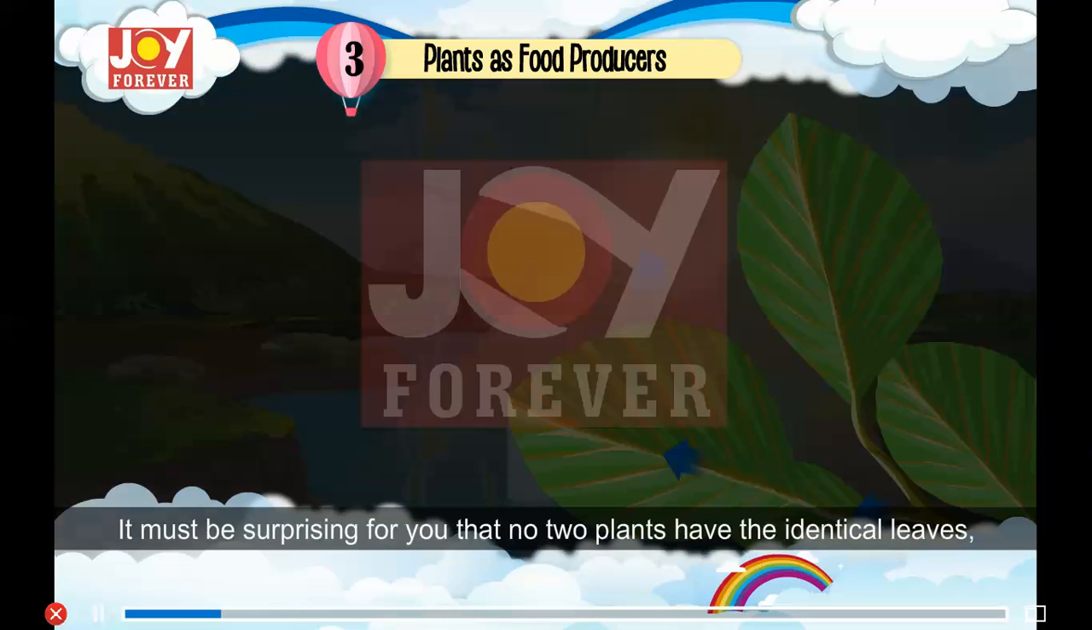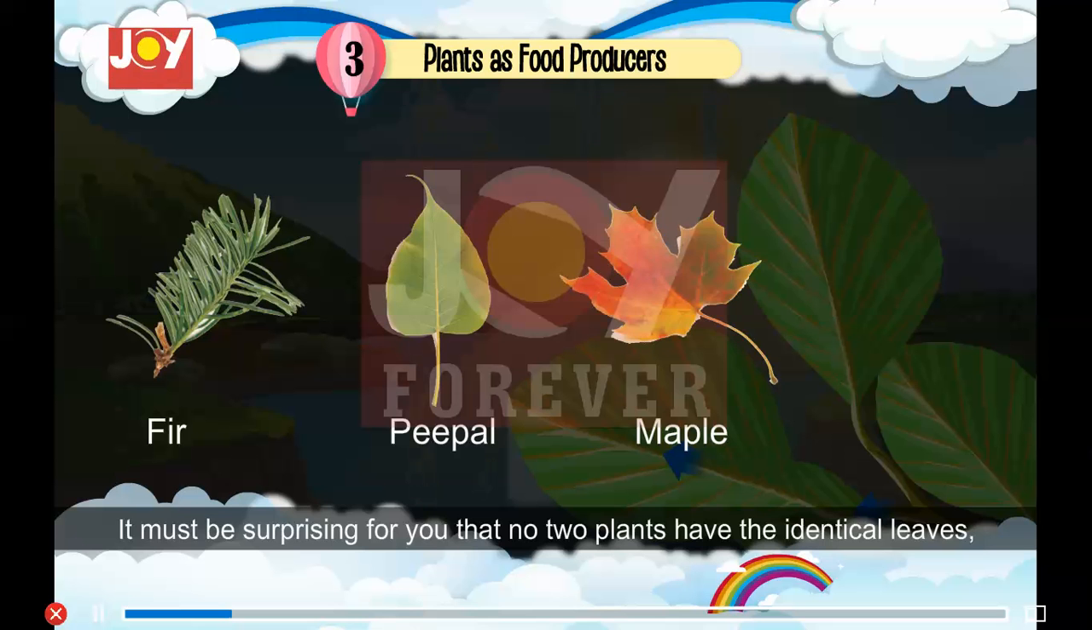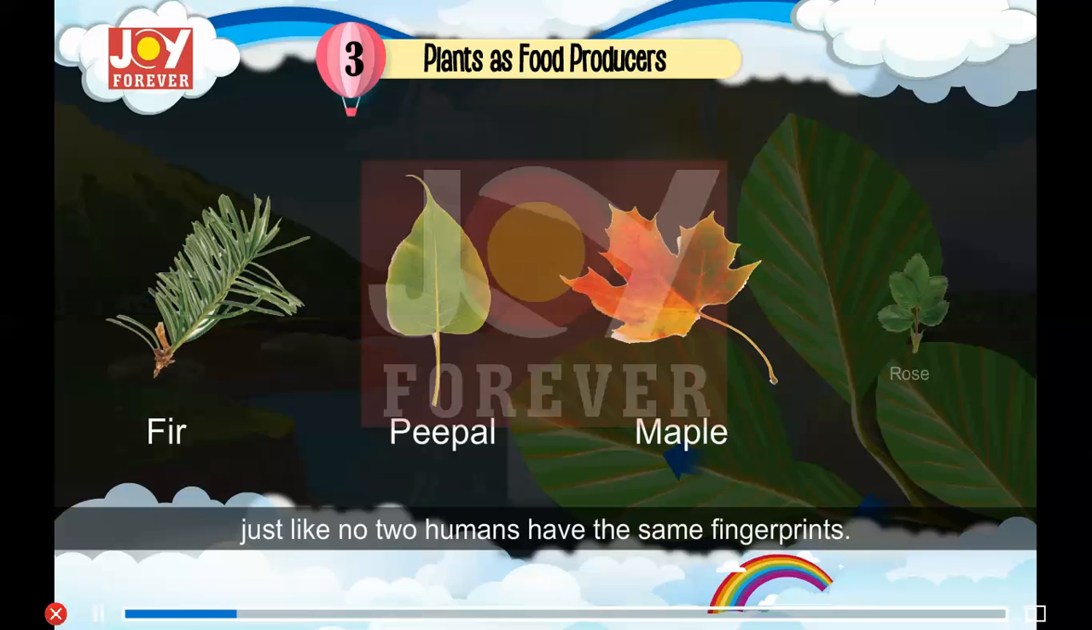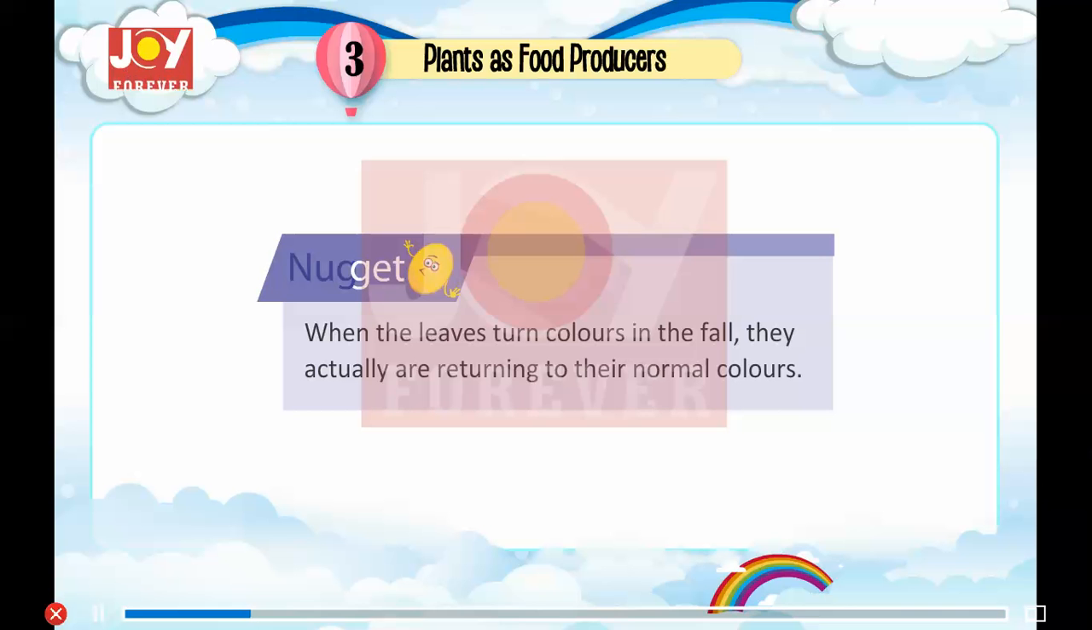It must be surprising for you that no two plants have identical leaves, just like no two humans have the same fingerprints. Nugget. When the leaves turn colors in the fall, they actually are returning to their normal colors.